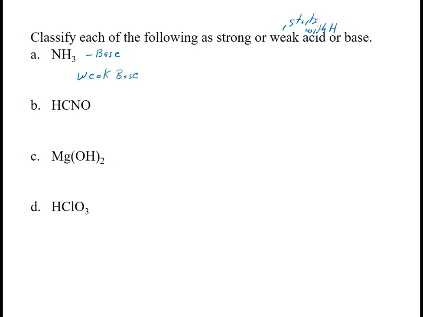This one starts with a hydrogen, so therefore it's an acid. Is CNO one of the strong acids? No. So therefore this is a weak acid. So it's simply, is it on that list or is it not on that list? I suggest you stop here and pause it and see if you can go back and do the next 2 on your own. This one does not start with an H, so therefore this is a base. Magnesium is not one of the 6, so therefore it is a weak base.